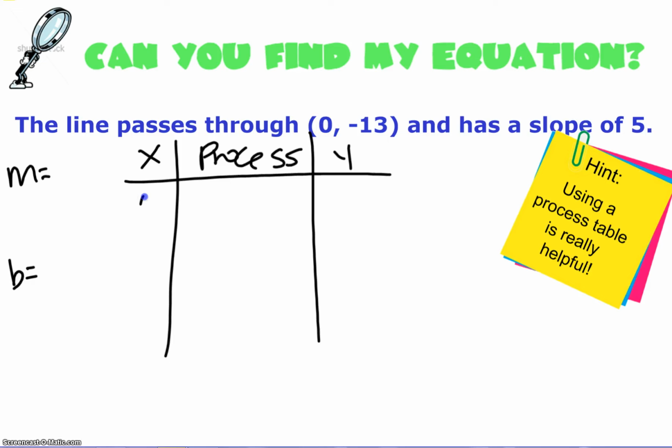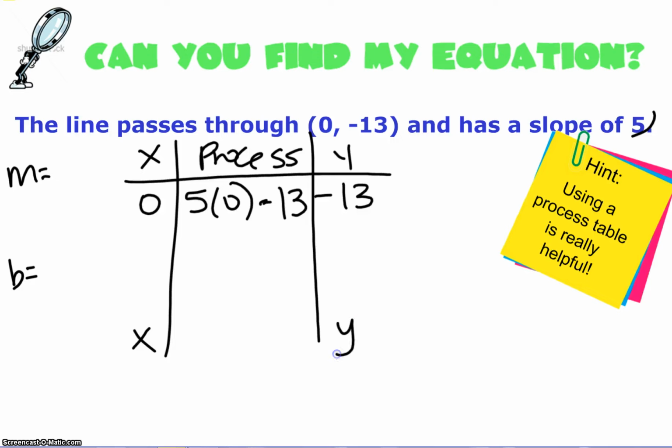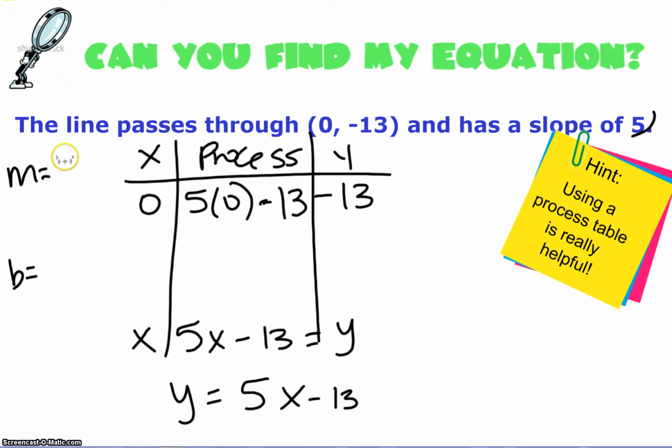So our x is 0 and our y is negative 13. And we know our slope is 5, and that slope is always the beginning of your process. So 5 times 0 is 0, but I know I need to get to negative 13. So what do I need to add or subtract from 0 to get to negative 13? Your answer is subtract 13. So now if we had x down here and y so we could come up with our equation, we would have 5x minus 13 equals y. So our m is 5 and our b was negative 13.